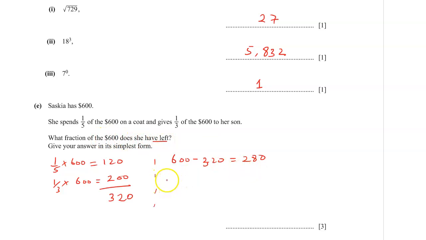What fraction of this does she have left? Therefore, 280 over 600. This and this will go. Of course, you can divide by 4. You get 7, and by 4, you get 15. Therefore, you get 7 over 15.